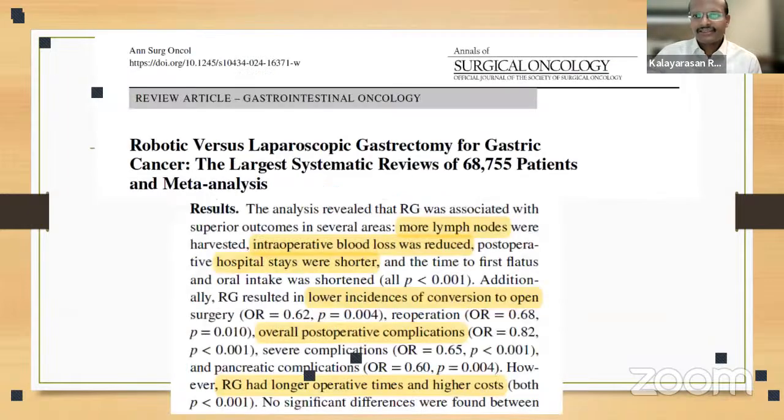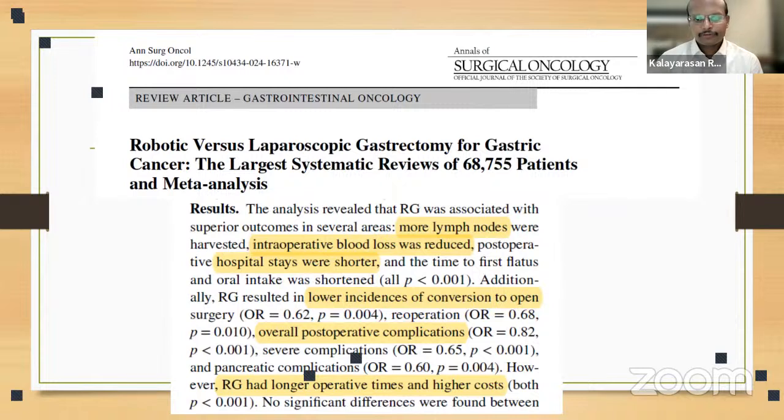Now, that was the randomized trial evidence. And if you see the systematic review, which was published this year, in which they have included more than 68,000 patients.